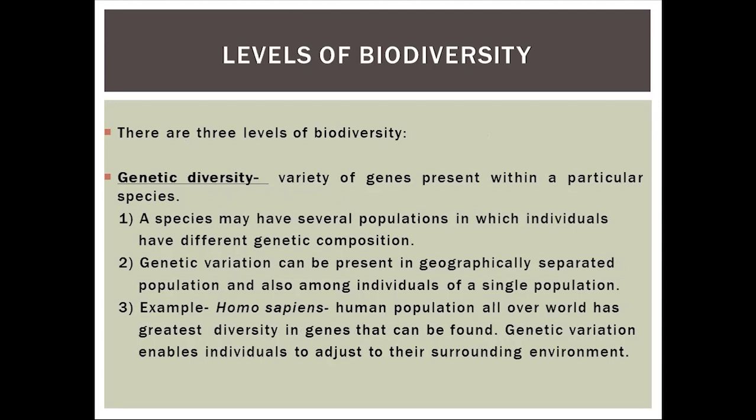Then we had seen levels of biodiversity. There are three levels of biodiversity. First is genetic diversity. It is nothing but the variety of genes present within a particular species. So this variation is present in geographically separated populations and also among the individuals of a single population. Why are these variations present? So that individuals are able to adjust to their surrounding environment.